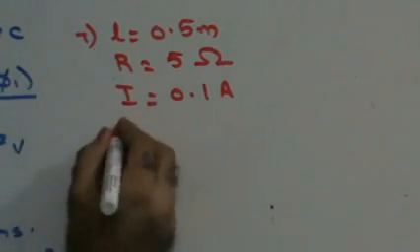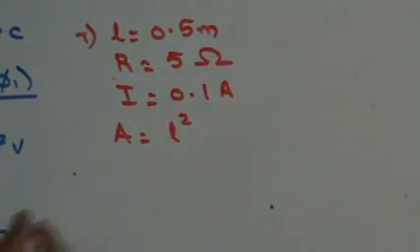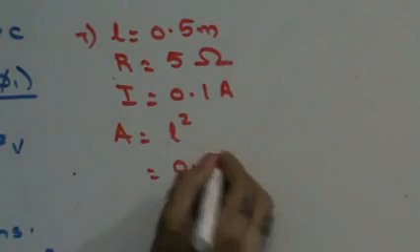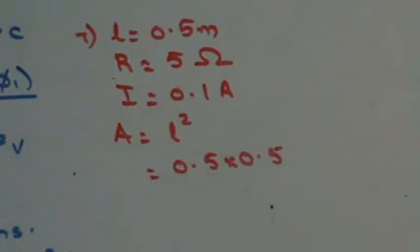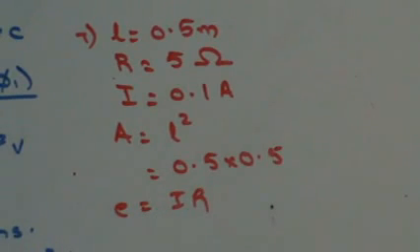Length of the square loop is given, so I can find out the area of the square loop. Area will be L square, that's 0.5 into 0.5. So you will come to know the area of the loop. Now they are saying that current is given to you. So in that case I can say that E is equal to IR. Resistance is given to me. So I'll come to know the EMF that is going to be induced in the loop.